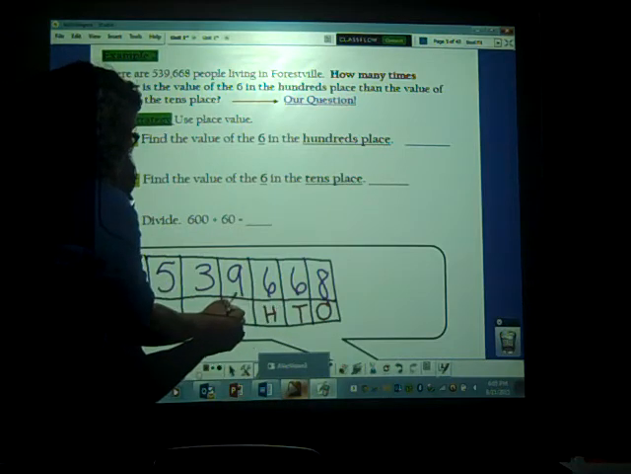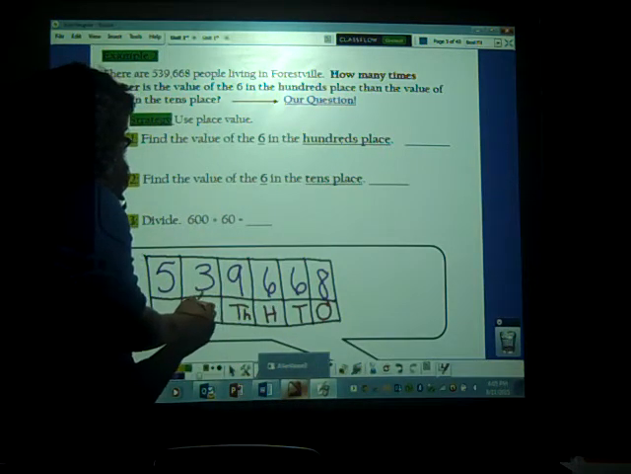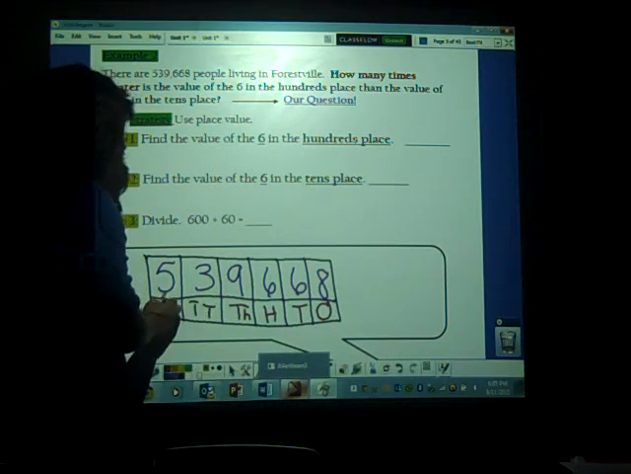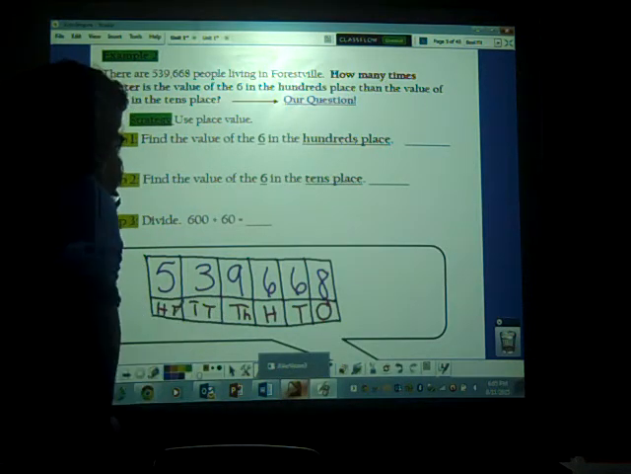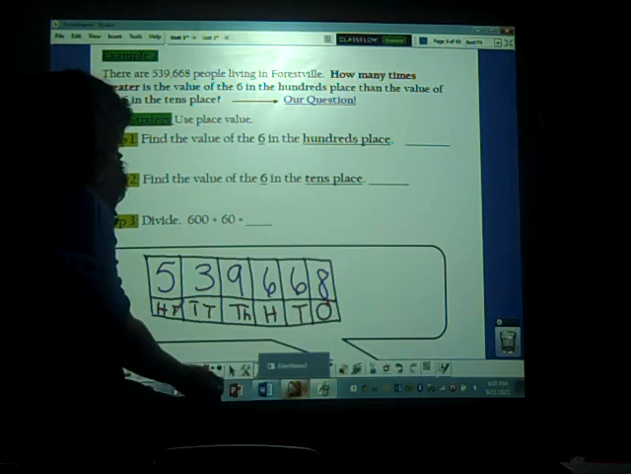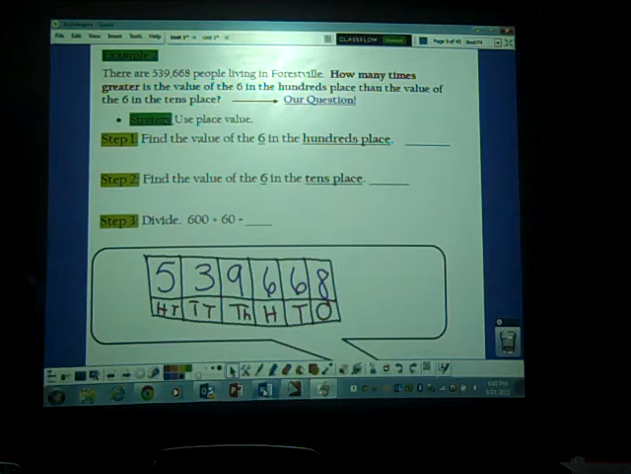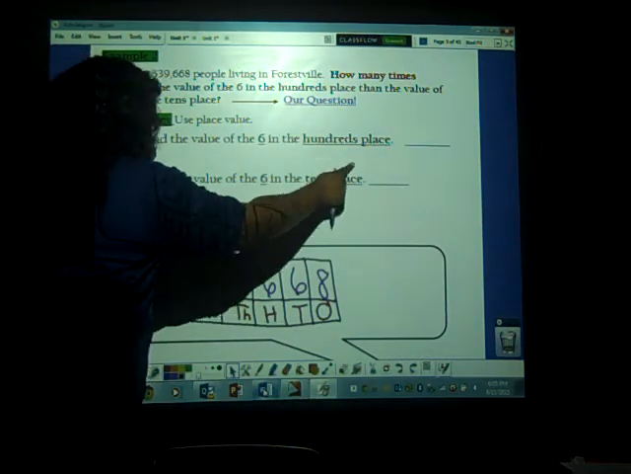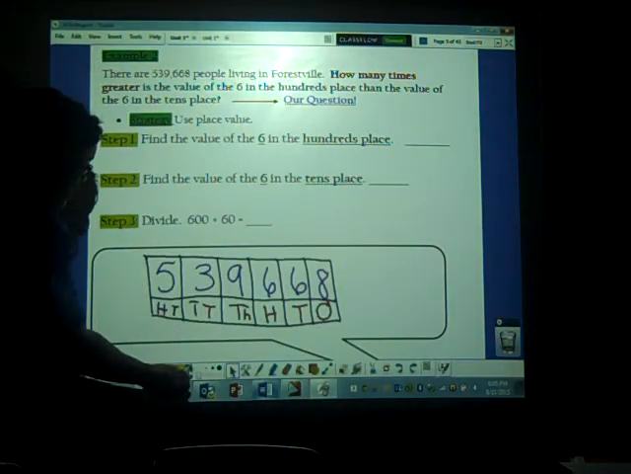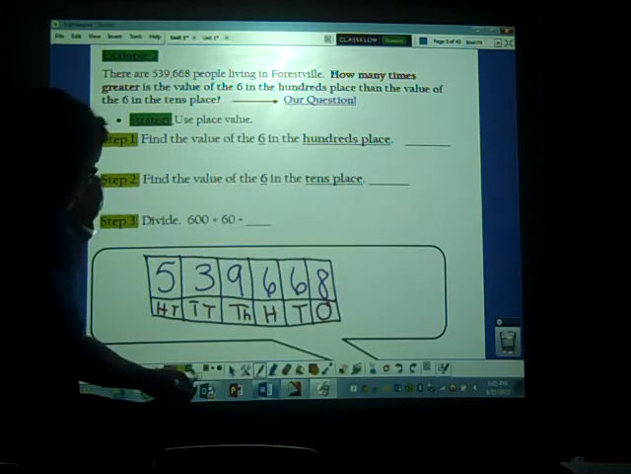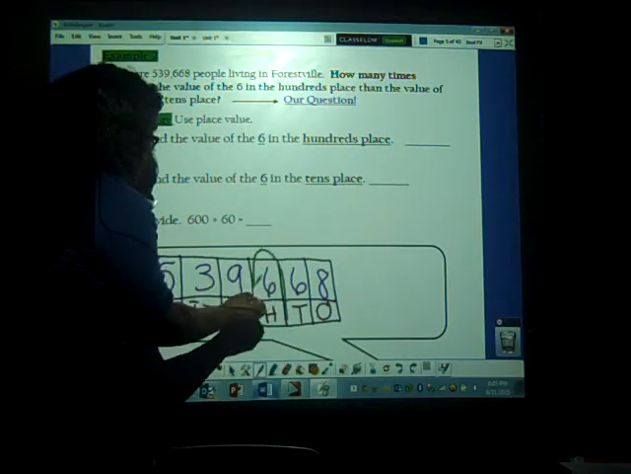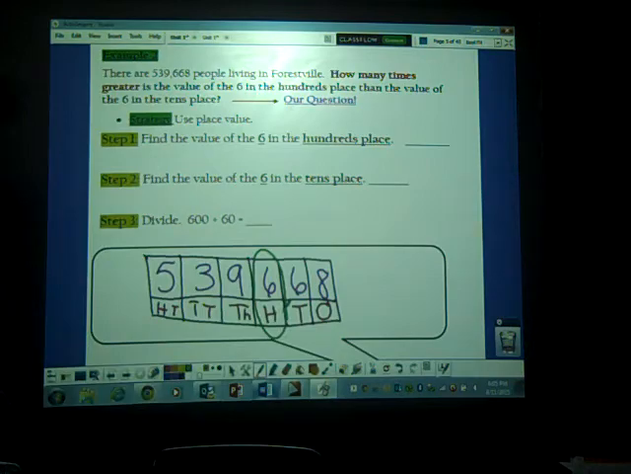Ones, tens, hundreds, thousands, 10,000s, 100,000s. All right, so we now need to find the value of the 6 in the hundreds place. Well, it's right here. The value of that 6 is what?